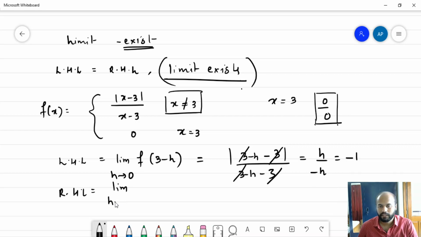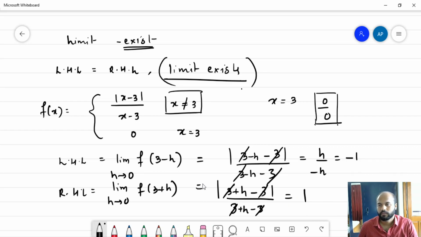Limit h tending to 0, f of 3 plus h. So let's put this and check what happens. 3 plus h minus 3. Over here at the bottom there is no mod, so just correcting it, it's going to be 3 plus h minus 3. The 3 and 3 will go. Ultimately we get 1. So minus 1 and 1. These are the values that we get. So LHL that we get is minus 1 and RHL that we get is 1.